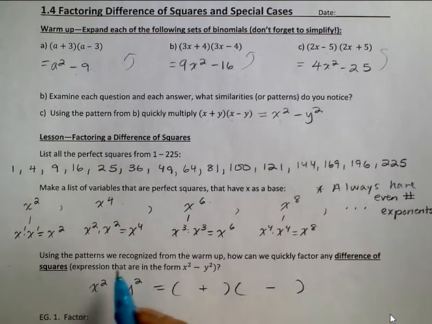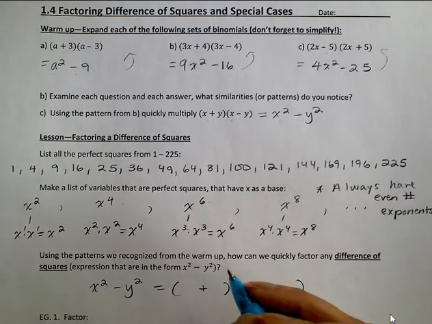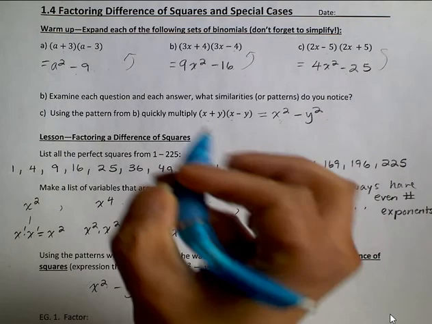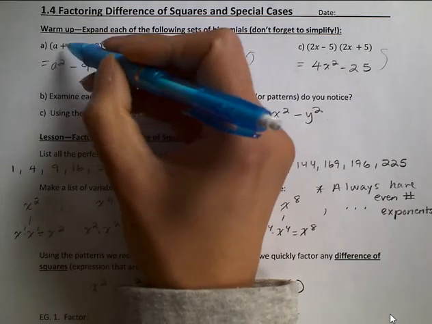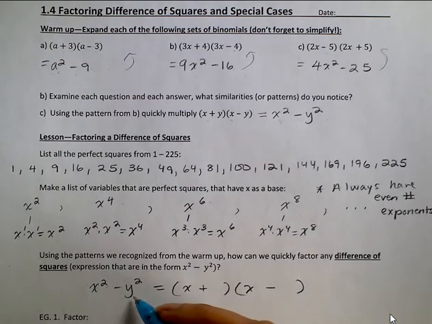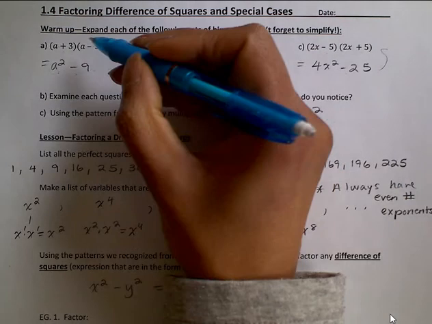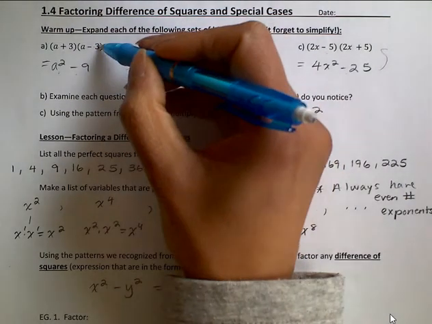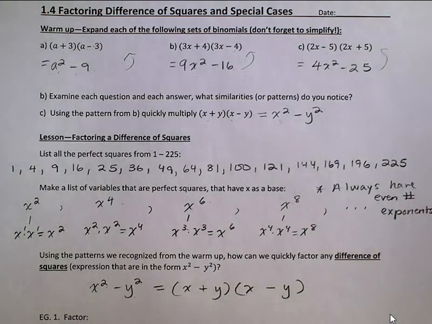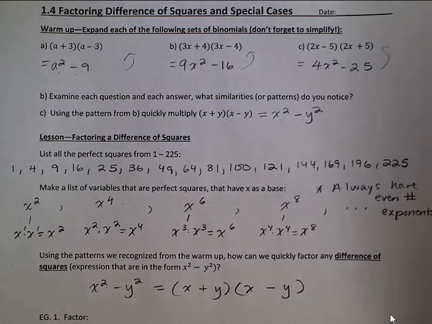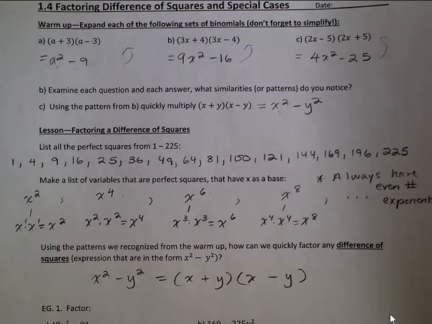The square root of the first term went in this position. Okay, the square root of a squared was a. And the square root of that second term goes in the second position. So again, the square root of 9 is 3, goes in the second position. And that's it. That's how we're going to factor a difference of squares. So let's go through some examples.